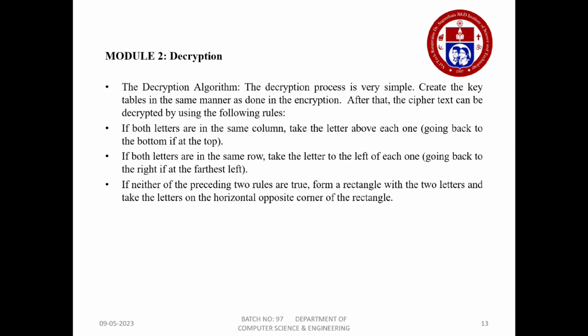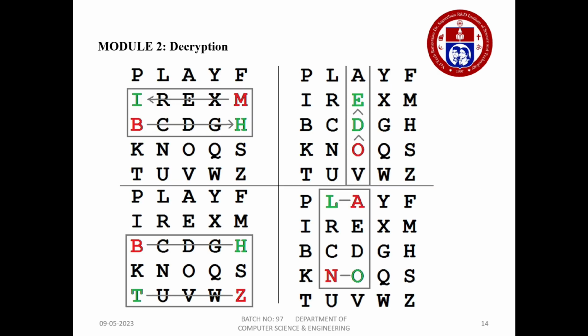Mode 2 is decryption. In this mode, the steps are exactly the reverse of the encryption steps, and we also create the table using the key which has been generated, in the same manner. So this is the decryption diagram. The steps are similar to the previous one. M has become I, B has become H. In the second case, D has become E, O has become D, and then in the third case, A has become H, Z has become T, and then in the fourth case, A has become L, and N has become O.